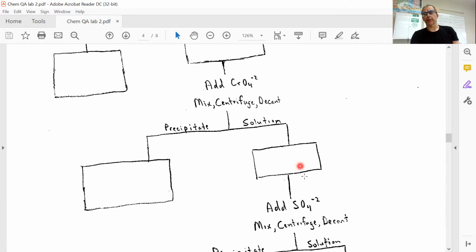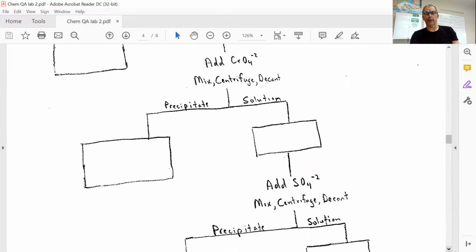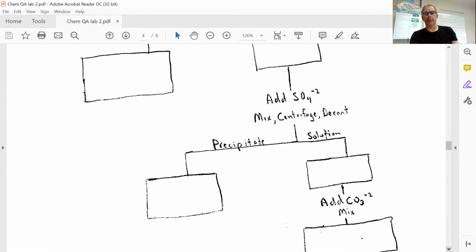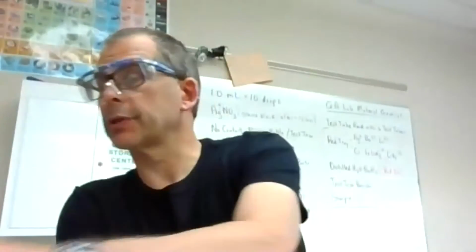But we'll ultimately take our solution, add SO4 minus 2 to that. That could help us find another precipitate. And the last thing we're going to add to our solution is CO3 minus 2. So I'm going to stop the share. I'm going to go right to that and show you those things.